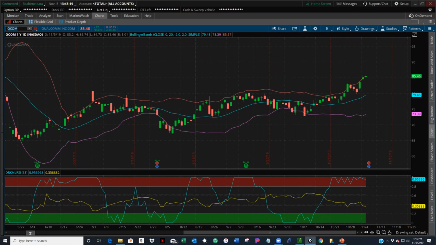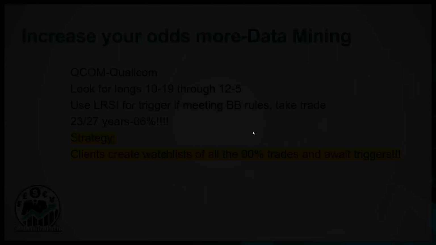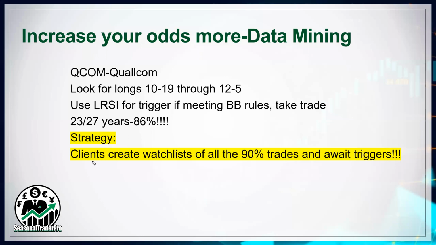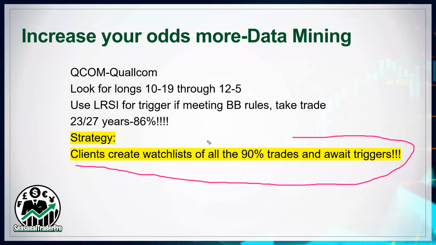So what a lot of folks have been doing, which I think is a really cool strategy, okay? Sorry, I have a little bit of a delay here. Okay, so what a lot of clients do is they'll create watch lists each month from the data mining themselves, and then when they get their triggers, they'll take them, okay? If you want to talk about a high probability trading system, come on, really? I mean, it's perfect, perfect.